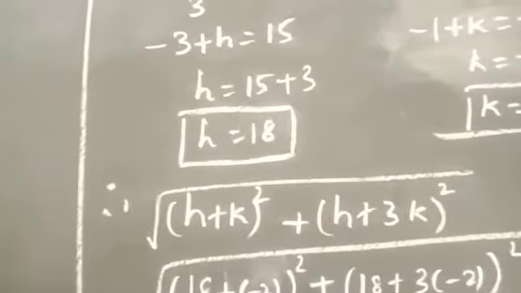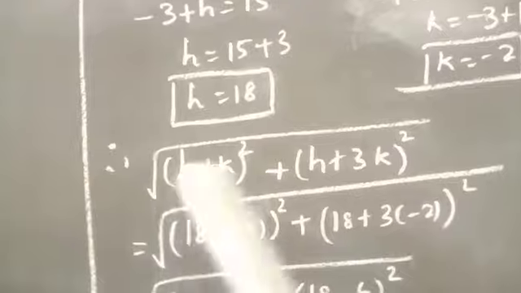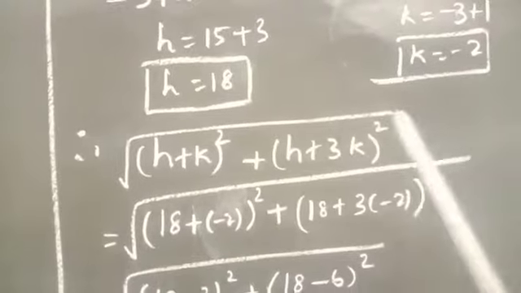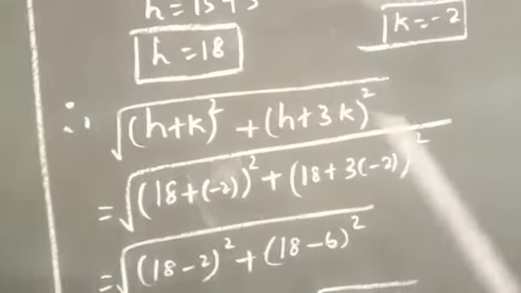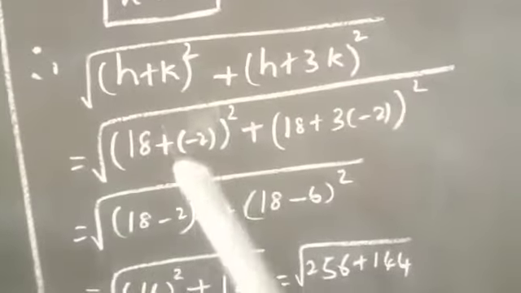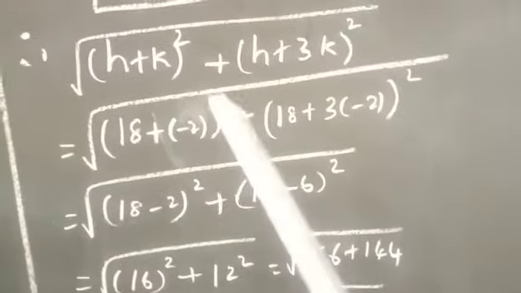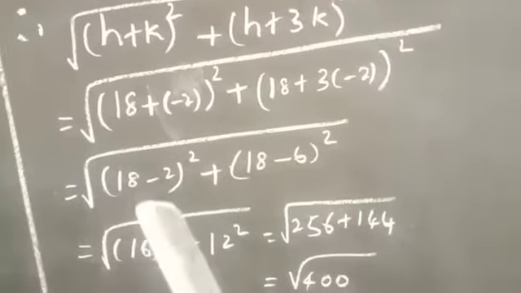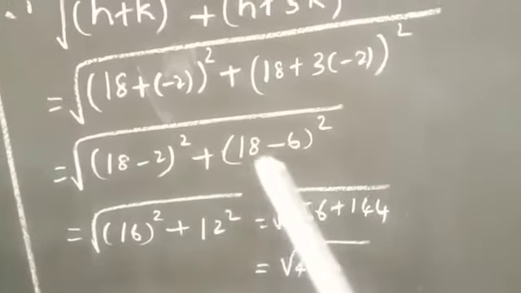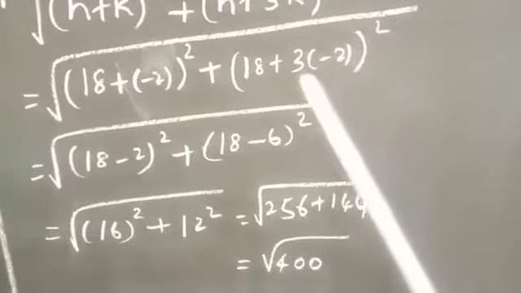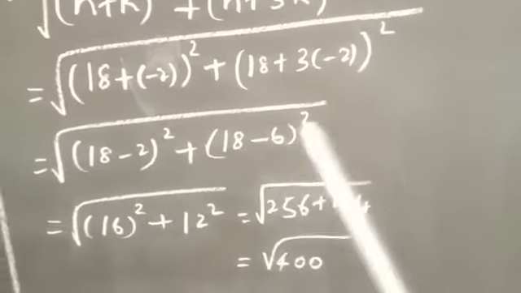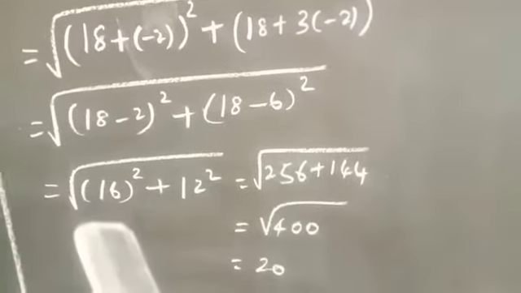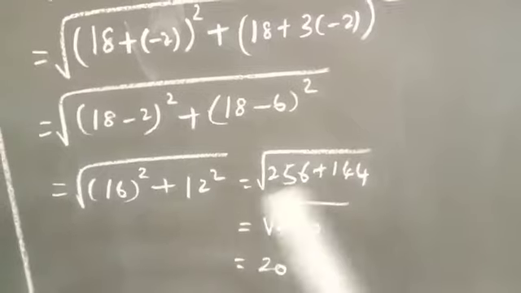Now we find out the value of root of (h plus k) the whole square plus (h plus 3k) the whole square. We substitute the h and k values in this formula. Then root of (18 plus minus 2) the whole square plus (18 plus 3 into minus 2) the whole square. 18 minus 2 is 16, so 16 square. 3 into minus 2 is minus 6, so 18 minus 6 is 12, 12 square. 16 square is 256 and 12 square is 144.